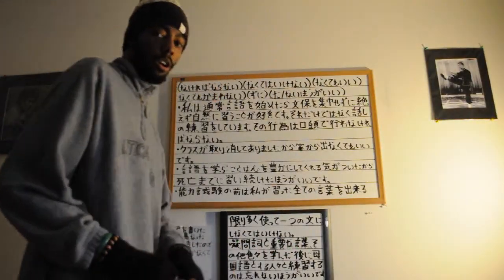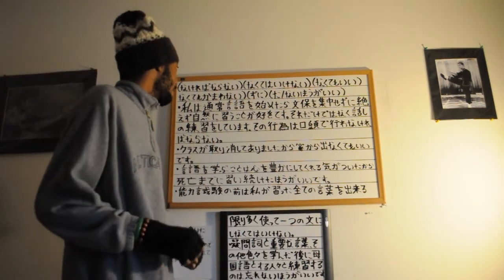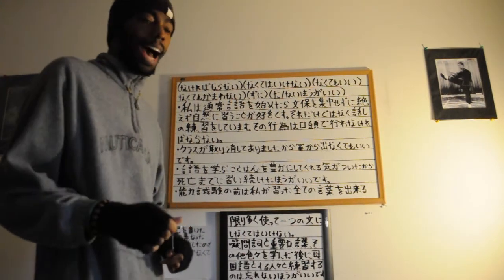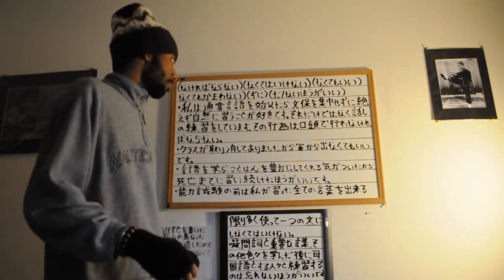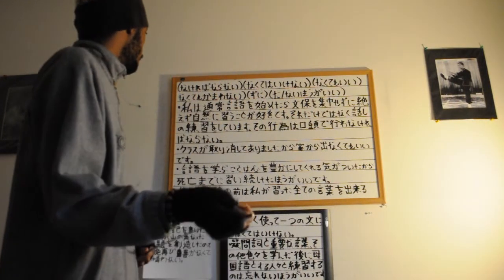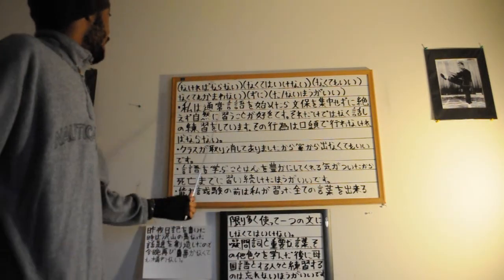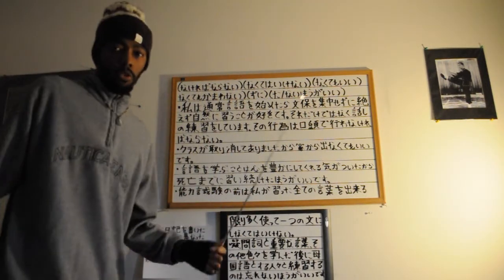Good day, good day. Alright, for our next Japanese lesson, today we're going to talk about the nai form, the Nai-kei. As you can see, we have in parentheses all the forms that we'll be using in our lesson today.